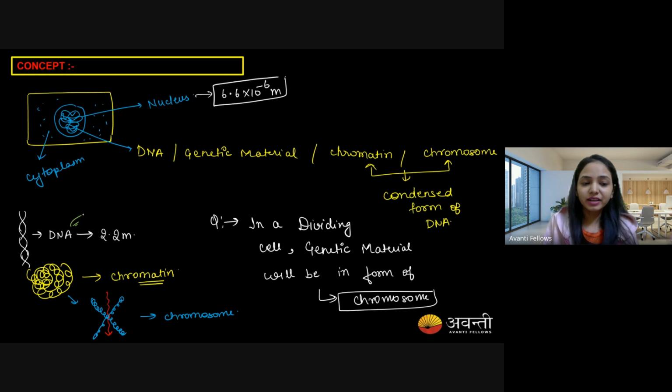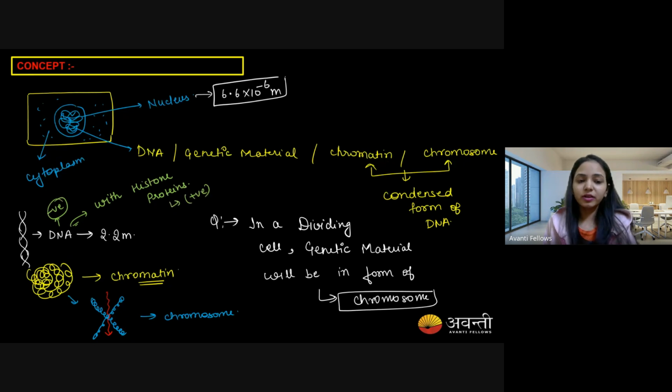We pack DNA with histone proteins. We pack DNA with which protein? Histone protein. And how do we pack it? DNA is negatively charged and histone proteins are positively charged. So there will be a negative-positive attraction, so DNA will wrap itself on the histone protein.